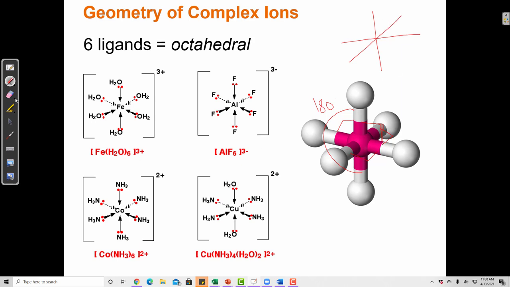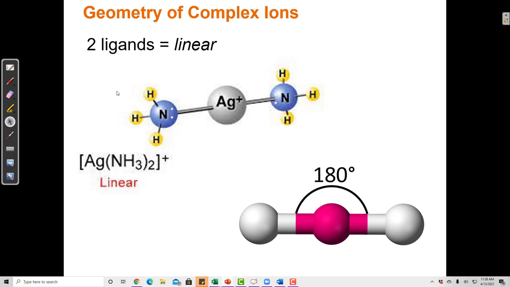So whenever we have six ligands, we have octahedral geometry. If we have two ligands, then we have linear geometry, just like when I have two bonds to a central atom in a Lewis structure. Two bonds want to get as far away from each other as possible, and as far away as possible is 180 degrees. So when I have two ligands, I call that a linear complex ion. It has linear geometry.